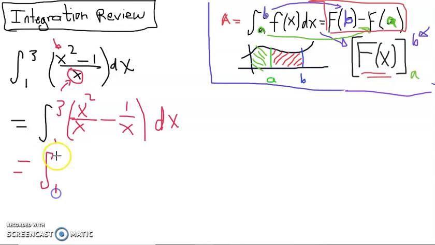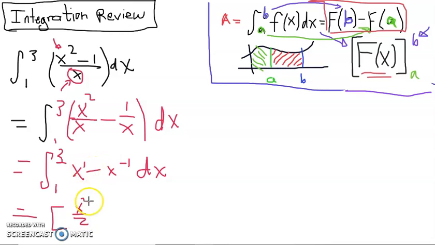And then you can write each of these as powers of x, and then you can actually do this. So this is the integral from 1 to 3 of x minus x to the negative 1 dx. And so what we get when we take the antiderivative of this is we get x squared over 2, add 1, divide by the power, minus, add 1 to that.